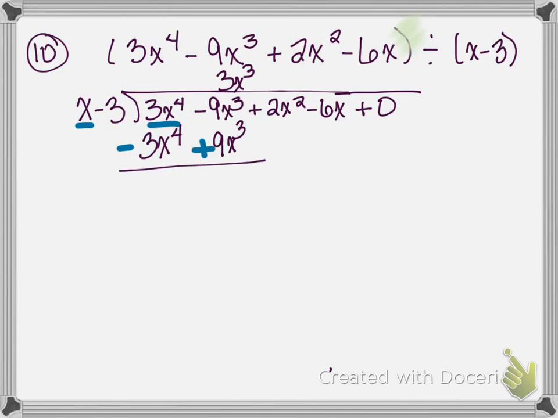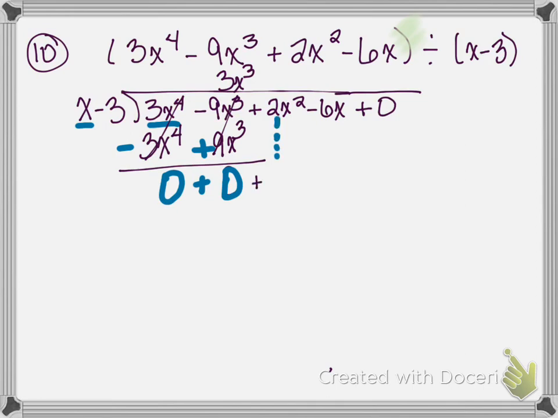Okay, so negative 9x to the 3rd plus 9x to the 3rd, that cancels, and I'm left with 0. 3x to the 4th minus 3x to the 4th also gives me 0. Now, we were expecting to get a 0 here. You probably weren't expecting to get a 0 here. And that's okay. We're still just going to bring down this term right here.